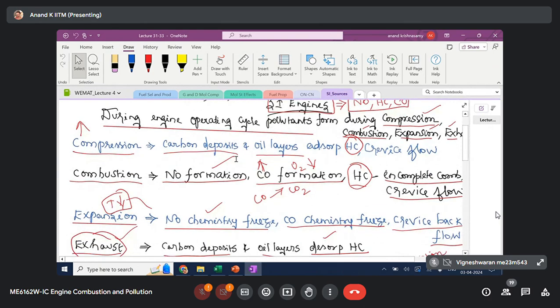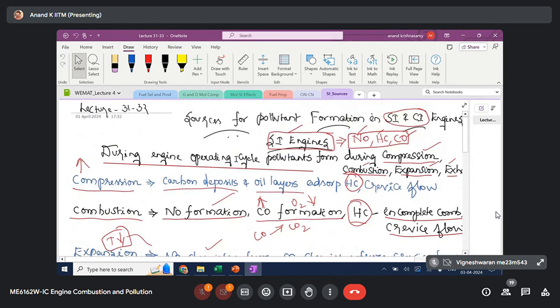And we came to know that in an SI engine operating cycle, these species form during the processes that happen in an engine operating cycle: compression, combustion, expansion, and exhaust. During the compression process, we have sources for forming unburned hydrocarbon through carbon deposits and oil layers, which can absorb or trap some of the fuel. Some fraction of fuel is getting trapped in these carbon deposits and oil layers. During the compression process, when the piston compresses the fuel mixture in an SI engine, a fraction of that mixture goes and gets locked in these deposits and oil layers.